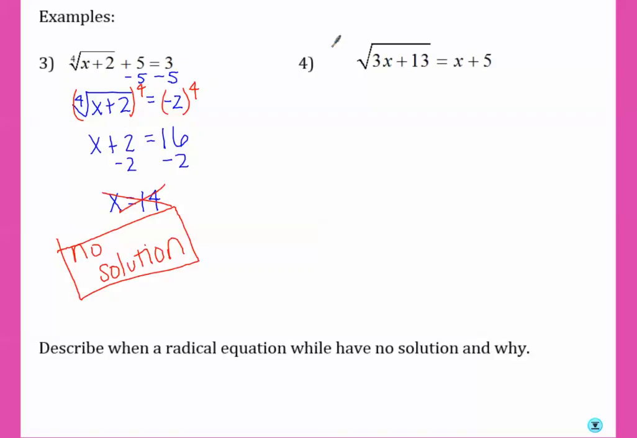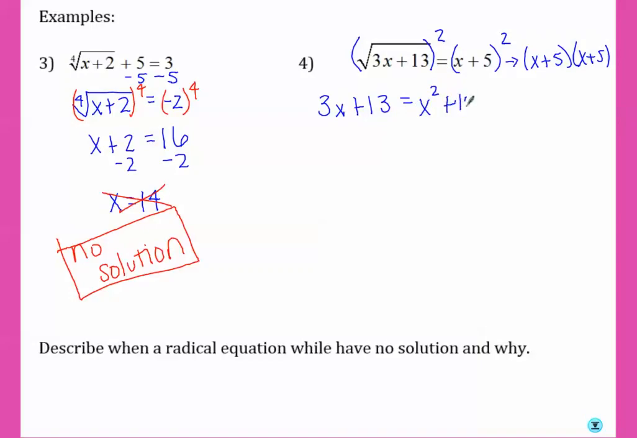So in number 4, the square root is by itself on the left-hand side. So we're going to square this side, and we're going to square this side. Remember, squaring x plus 5 means x plus 5 times x plus 5, and you have to multiply it out. So on the left, we're going to get 3x plus 13 equals, and when we multiply this out, we're going to get x squared plus 10x plus 25.